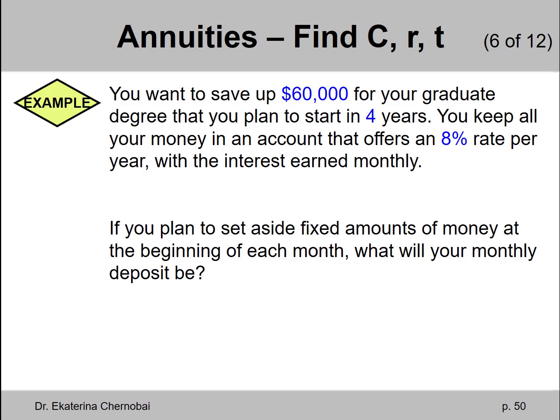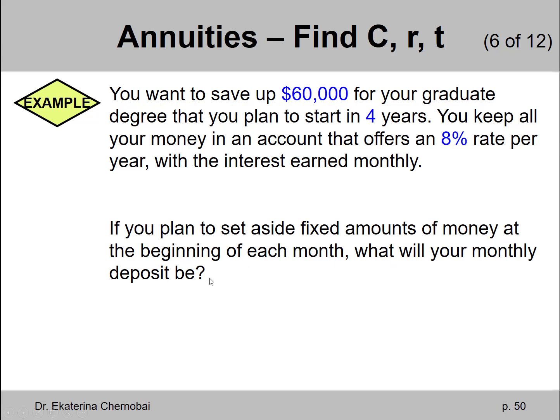Now let's look at the second problem. You want to save up $60,000 for your graduate degree that you plan to start in 4 years. You keep all your money in an account that offers an 8% rate per year with the interest earned monthly. If you plan to set aside fixed amounts of money at the beginning of each month, what will your monthly deposit be?